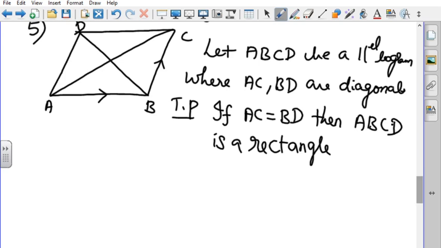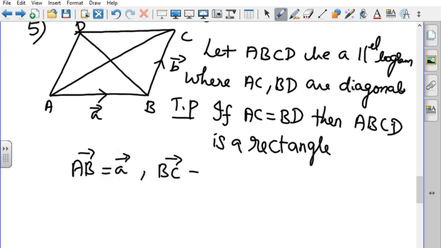Let ABCD be a parallelogram where AC and BD are diagonals, and we are going to prove that if the diagonals are equal, then it is a rectangle. Let AB vector be equal to a vector and BC vector be equal to b vector. So what is AC first? AC vector is equal to a vector plus b vector. How can we write AC? AB plus BC.